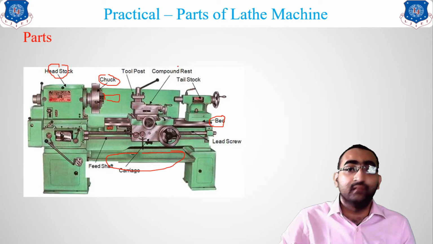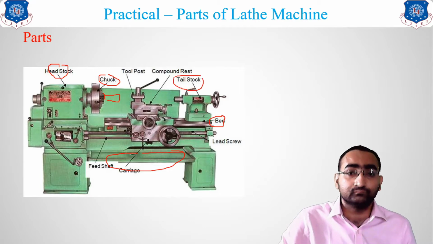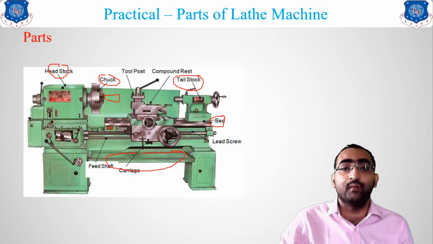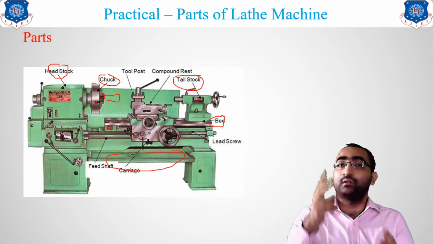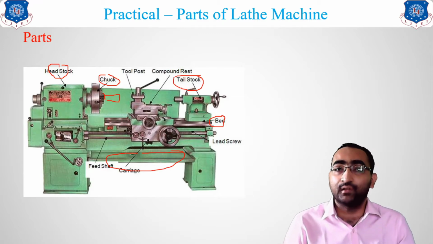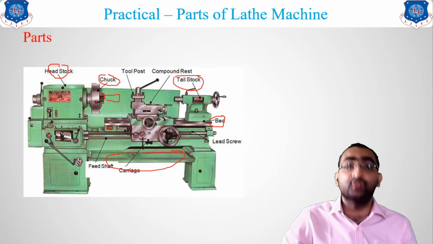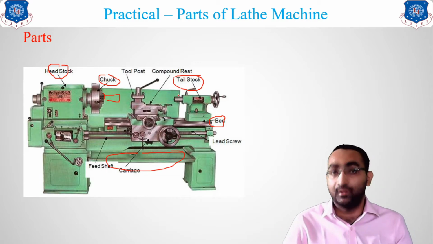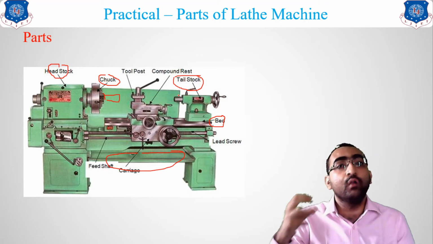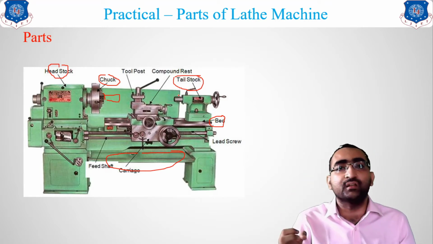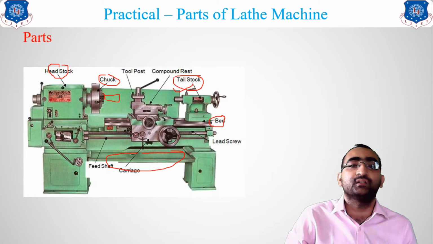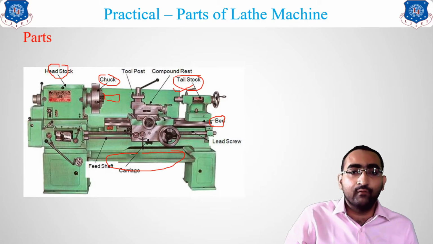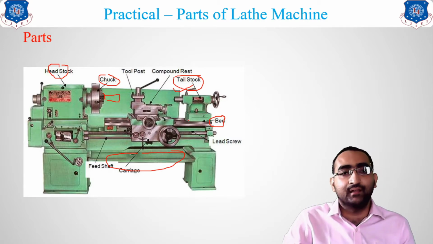Next comes the tailstock. The tailstock is a movable part. It has two main functions. First, if your workpiece is too large, we can use the tailstock to give it support. Second, we use the tailstock to hold the tool for certain operations of the lathe. It can be moved in the forward and backward direction.